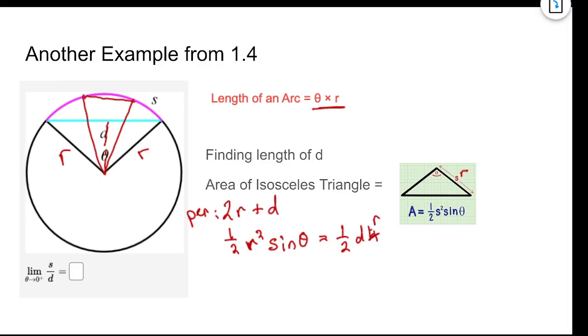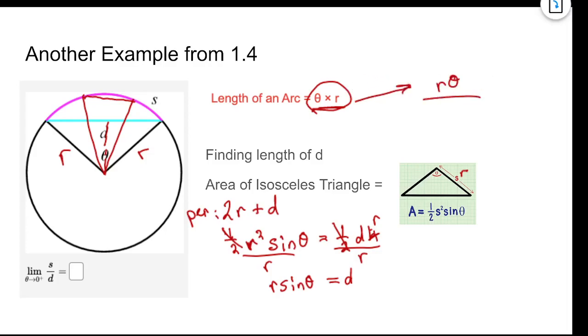We're at r, and so you can see we can multiply both sides by 2, that goes away. Divide by r, and what we get is that d equals r sine theta. And then we take the ratio, because that's what we're looking at, s, the arc length over d. So that gives us r theta for the arc length, and then we have r sine theta. So the r's cancel. So we end up with theta over sine theta.